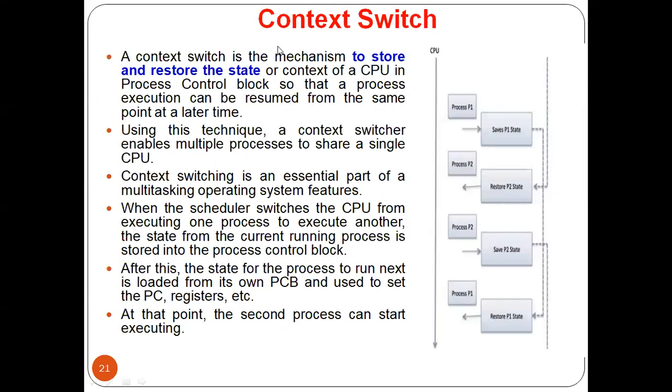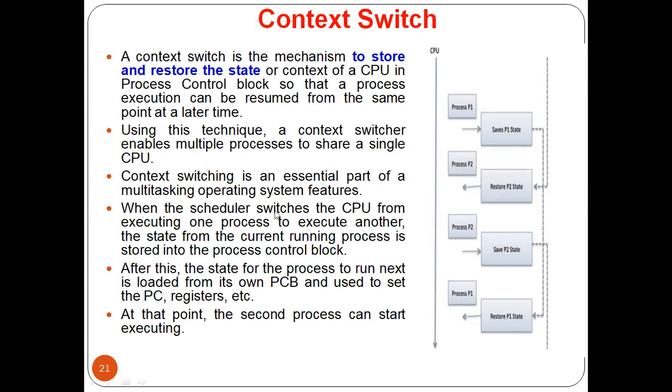And next, we'll see about the context switch technique. It is the mechanism to store the state of the process and restore the state of the process or the context of a CPU in the process control block so that the process execution can be resumed from the same point at a later time. Using this context switching technique, the context switcher enables multiple processes to share a single CPU. So context switching is an essential part of multitasking operating system features.